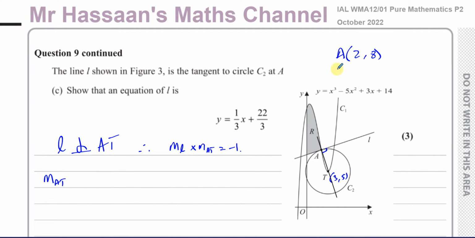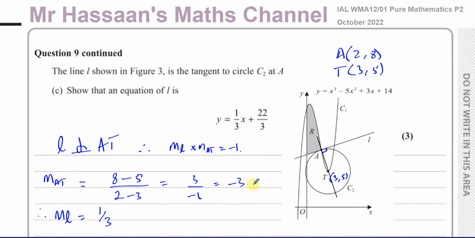Now we know that T is the point (3, 5) and A is the point (2, 8). So the gradient of AT is the change in y, which is 8 minus 5, over the change in x, which is 2 minus 3. That gives you 3 over -1, which is -3. Therefore, the gradient of the line that we're looking for is 1/3, the negative reciprocal. A third times -3 is -1.